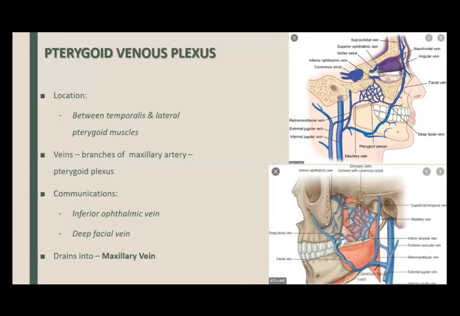Now we come to our last topic, which is the pterygoid venous plexus. हम ये पहले भी डिस्कस कर चुके हैं, तफसील से डिस्कस कर चुके हैं. One quick recap. Location बता देती हूँ. Location is between, it is around the lateral pterygoid. Basically, it is around the lateral pterygoid muscle, sandwiched between the temporalis.